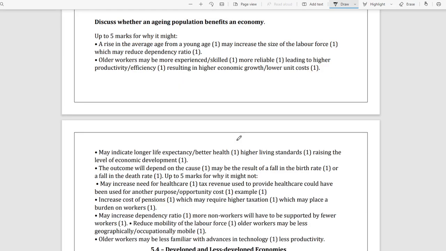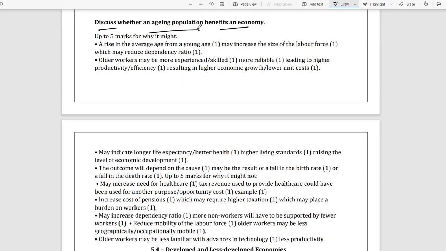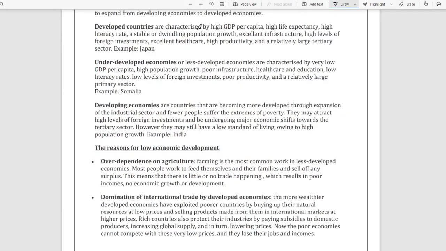So here was a question where we're talking about discuss whether the aging population benefits the economy. The notes will be down in the description. If you want to have a look at this at your own time, you can. I made a video just on discuss questions, so you can have a look at that. But in this video, we are only looking at the theory part and not quite this part.